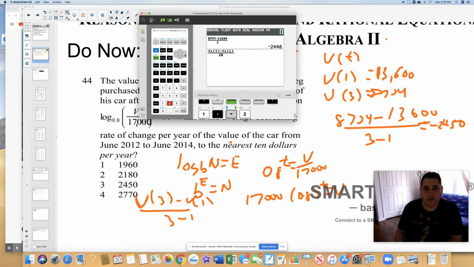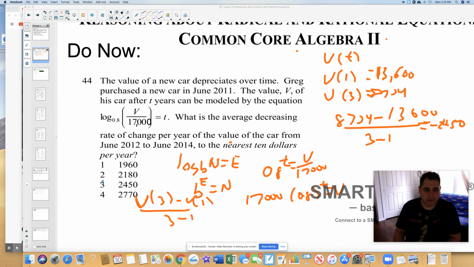This should produce the same answer as what we just did, because what it's doing, it's taking y1, which is that equation that I put in, putting 3 in, getting an answer, putting 1 into that same equation, getting an answer, subtracting, then dividing by 2. There you go. It's another way of doing it. So the answer is choice 3. All right, next question.